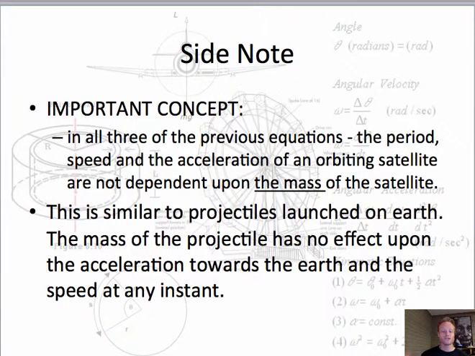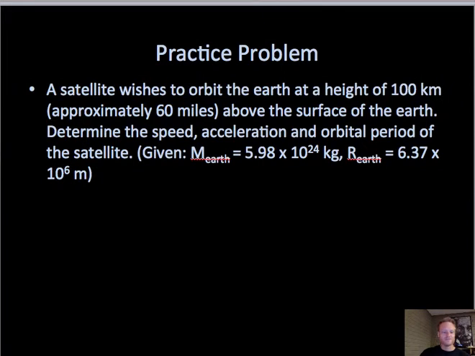The mass of a projectile has no effect upon the acceleration towards Earth and the speed at any instant. If you remember way back when, I talked about dropping an elephant and a mouse from a plane, and both would accelerate downwards towards the Earth at the same rate, 9.8 meters per second squared. It doesn't matter that the elephant is 1,000 times more massive than the mouse. They both accelerate at the same rate towards the Earth. Kind of interesting, at least I think.